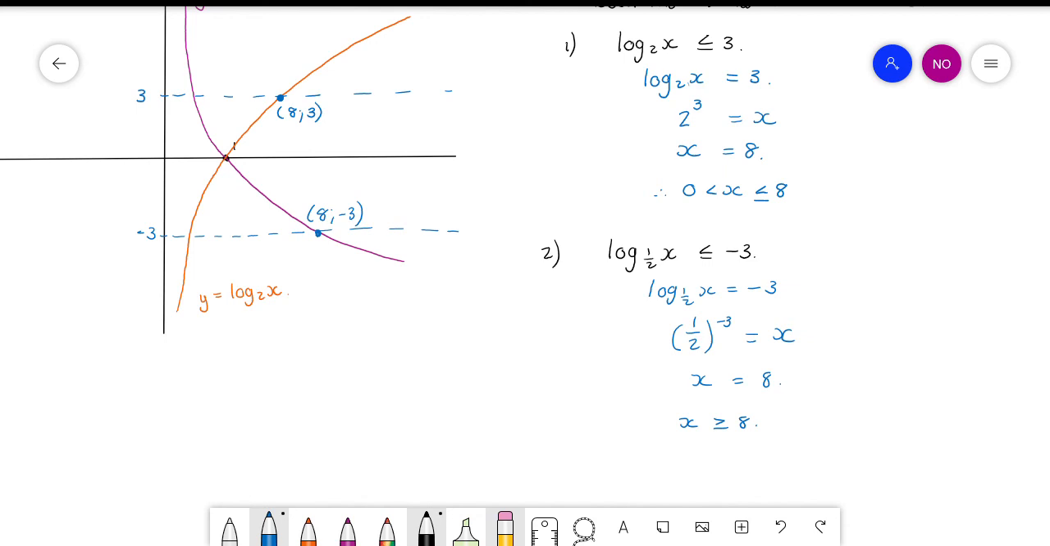You don't have to worry about another asymptote because there's no asymptote as we move to the right. The graph just continues.